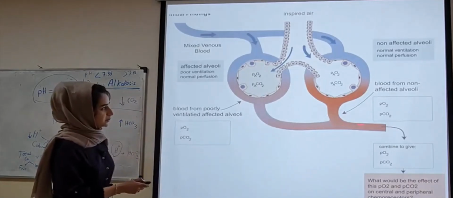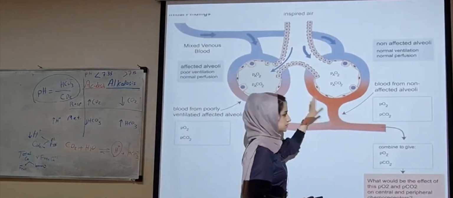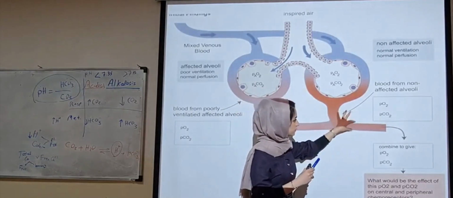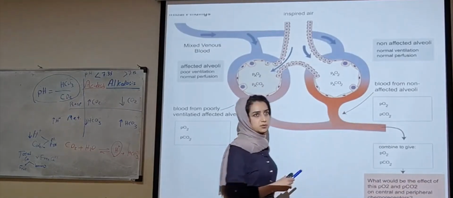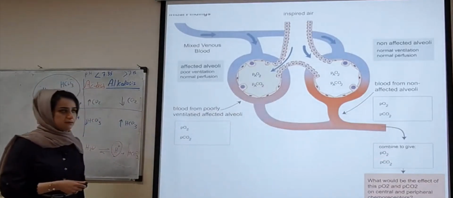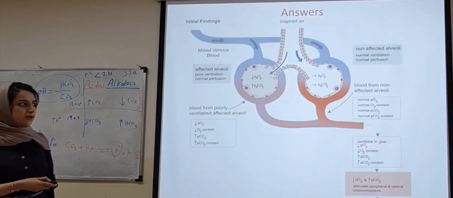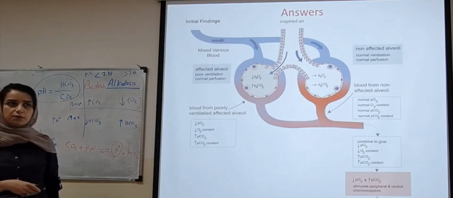And what will be the combination? The blood from the under-ventilated alveoli and that of the normal alveoli combine and go to the heart. What will happen to PO2 and PCO2? Combination, okay? The PO2 is reduced, because when combined with the normal it decreases. The result will be decrease in the PO2. What will happen to PCO2? The result will be increase in the PCO2.